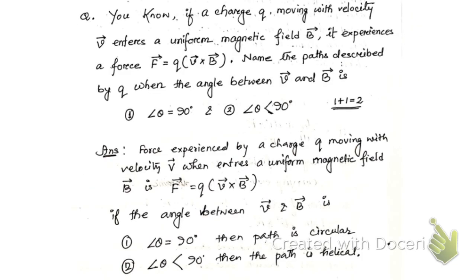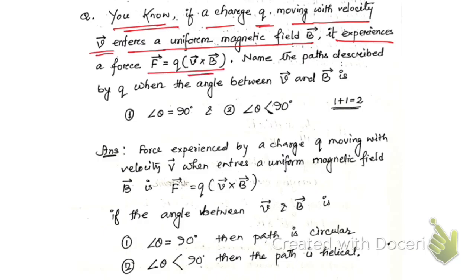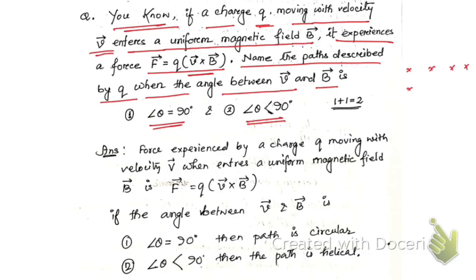So you know if a charge q moving with velocity v enters a uniform magnetic field B, it experiences a force given by this, right? Name the path described by this charge q when the angle between V and B is theta, for theta less than 90, equal to 90, and theta greater than 90. Okay, now you see, suppose this is a magnetic field, this is going into the display perpendicularly, going into the page, okay, into the display where you are watching this video, perpendicular to that display and going into the page.